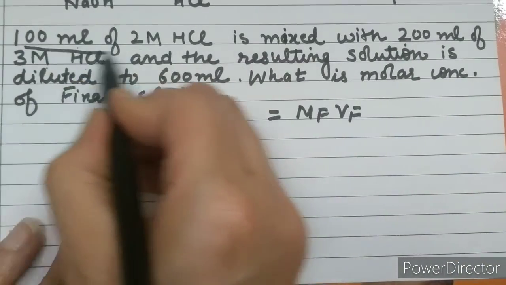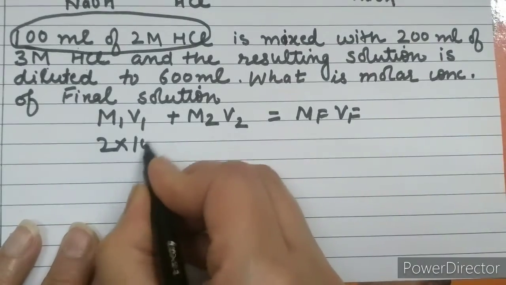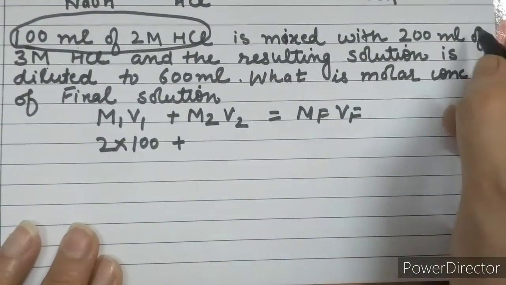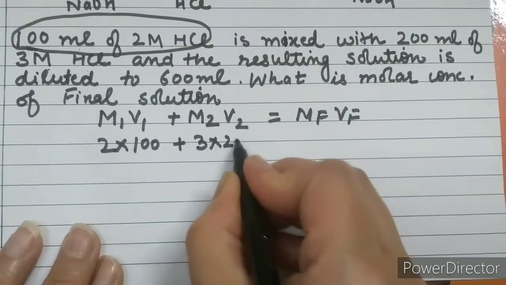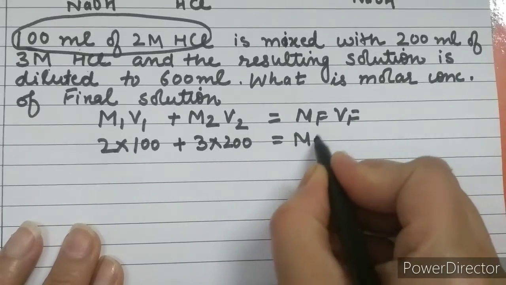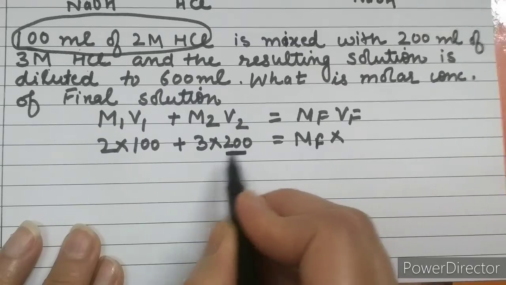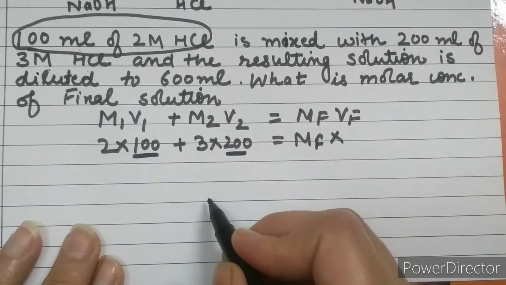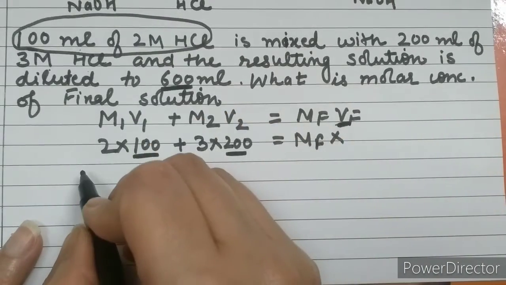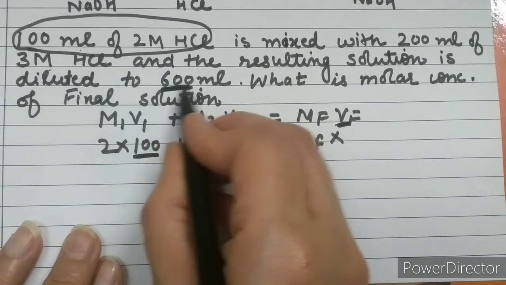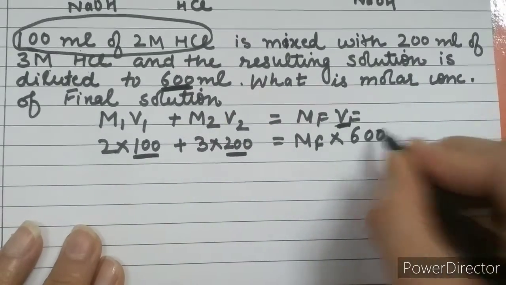So let us suppose this is our M1V1. Molarity is 2 molar and volume is 100 ml, plus M2V2, that is 200 ml of 3 molar, so 3 molar into 200 ml. The resulting solution molarity and volume we don't know. If we mix 200 ml with 100 ml, the total volume becomes 300, but we will not put 300 here because it is mentioned that it is further diluted. That means on addition of water, instead of 300, the volume becomes 600 ml.